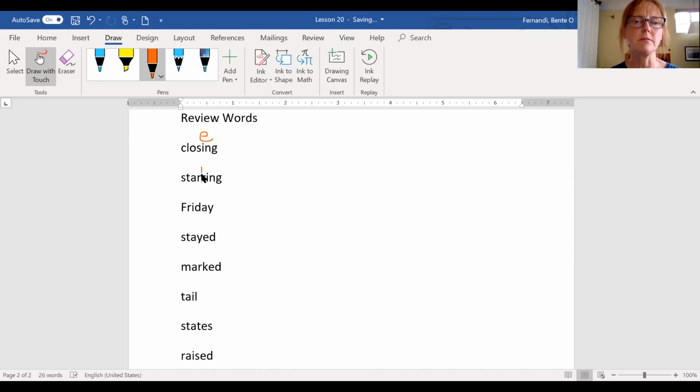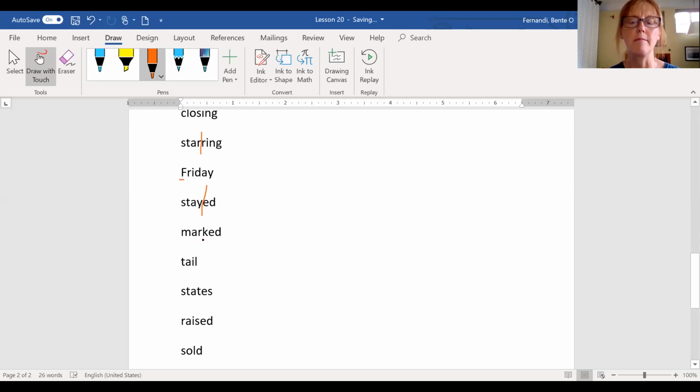Starring, our word was originally star, so we have our vowel A, consonant R. We're going to double the R and add ing. Friday, remember always capitalize the name of the day of the week. Stayed, our original word was stay, A-Y. We're not going to drop the Y. In this case, it's really part of that long A. We're just going to add the ED to it.